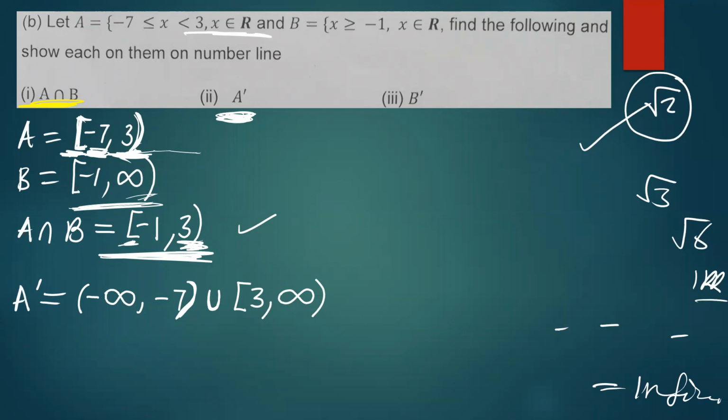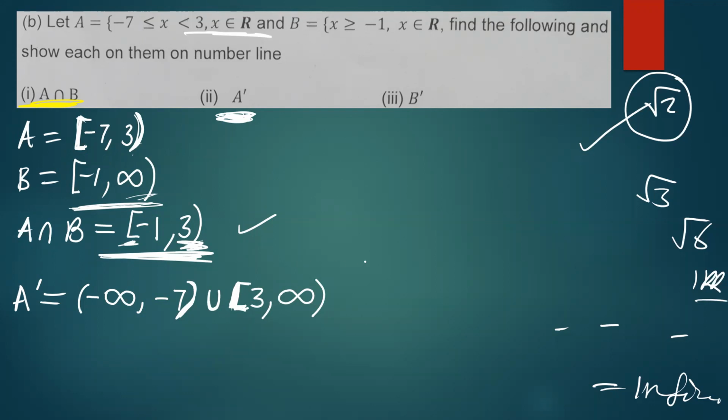And then when you look at 3, 3 is not part of set A because of the bracket which is there. And this tells us that in the A complement, 3 will be part of this set. Hence, we put a square bracket there. And then this goes up to positive infinity. So this is our A complement.